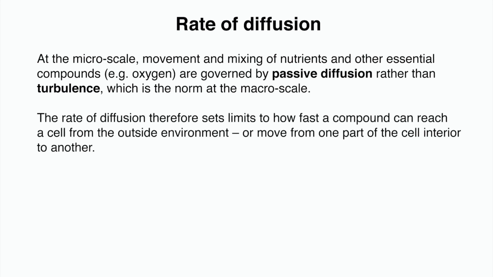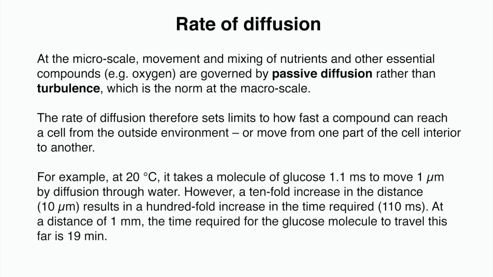The rate of diffusion therefore sets limits to how fast a compound can reach a cell from the outside environment or move from one part of the cell interior to another. For example, at 20 degrees centigrade, it takes a molecule of glucose 1.1 millisecond to move 1 micrometer by diffusion through water. However, a 10-fold increase in the distance to 10 micrometers results in a 100-fold increase in the time required, 110 milliseconds. At a distance of 1 millimeter, the time required for the glucose molecule to travel this far is 19 minutes.